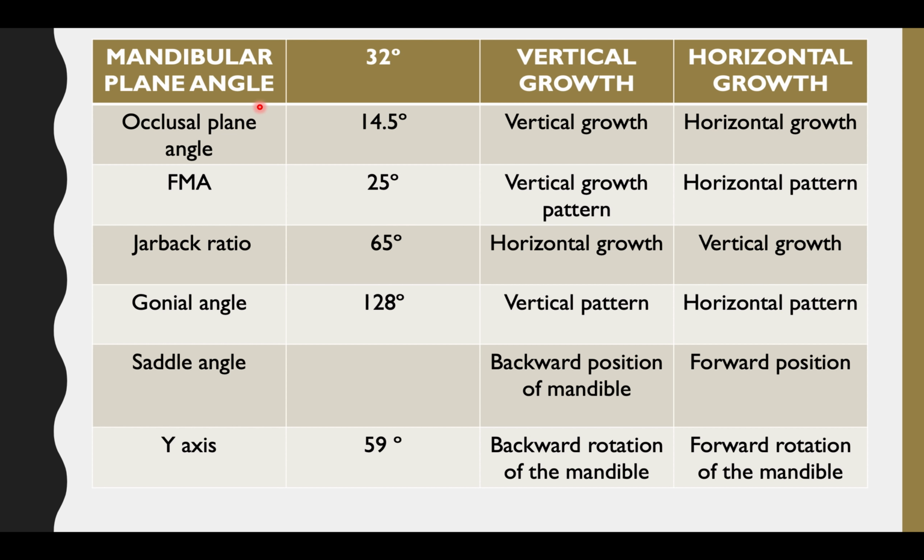Mandibular plane angle means the angle between your SN plane or FH plane, which are commonly used reference planes, and the mandibular plane. In different analyses, different mandibular planes are taken as reference planes, as discussed in the last video. In Steiner's analysis, it is between the gonion and gnathion. In Downs analysis, it is between gonion and menton. And in Tweed's analysis, it is the tangent to the lower border of the mandible. So the angle between your FH plane and any of these three planes may give you the mandibular plane angle. The normal value is 32 degrees.